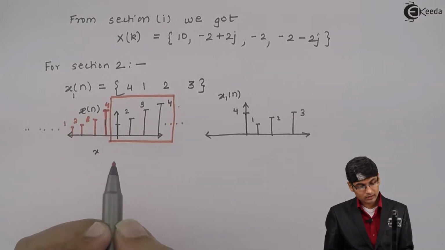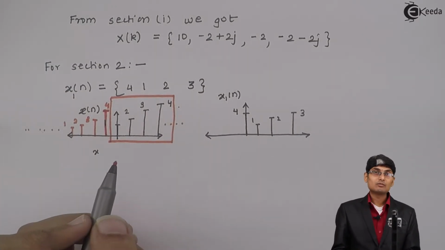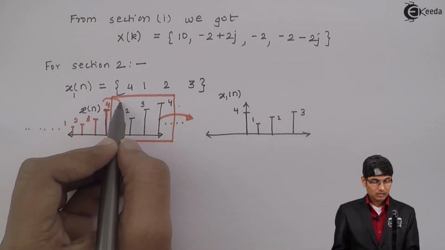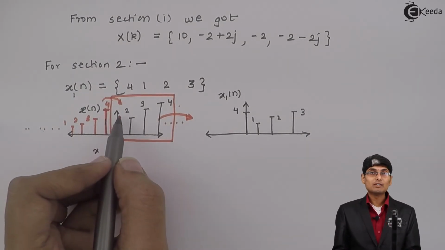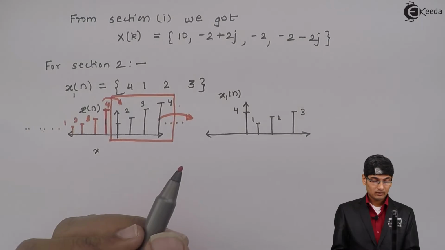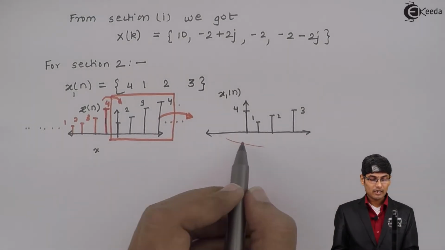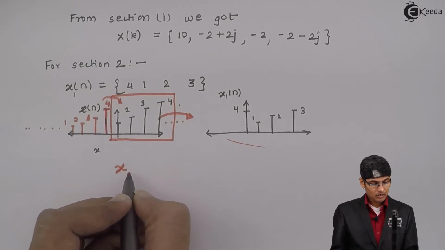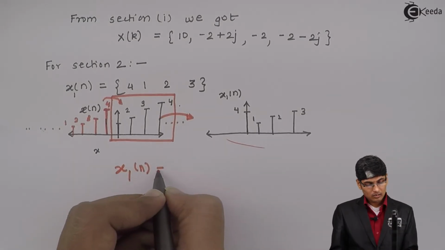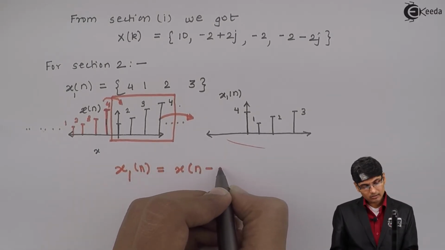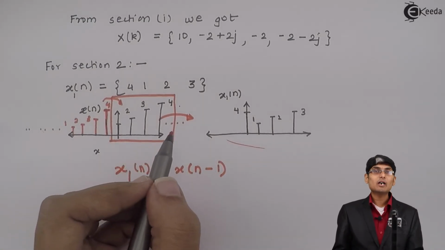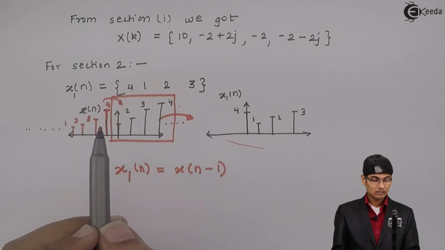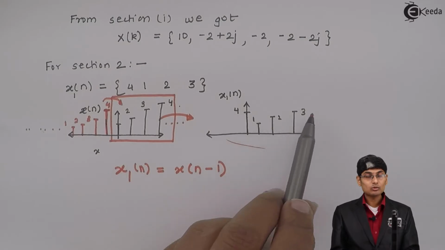Given this much as a window, that is 4 samples, if I shift, what will happen? This sample will jump out and a new sample will jump in. The 4 will come inside on this side and the 4 on the other side will go outside, and it will be the same as x1 of n. So, I can say that x1 of n is equal to x of n minus 1, because I am delaying the signal by 1. If I delay a periodic signal, I will always get 4 samples, and the new signal will be 4, 1, 2, 3.